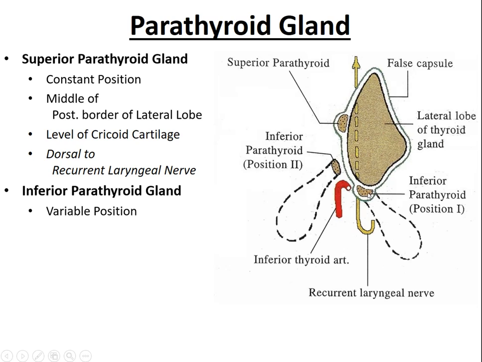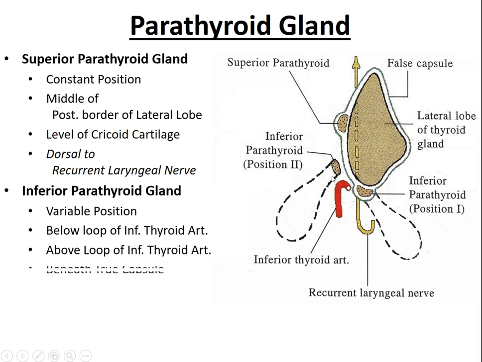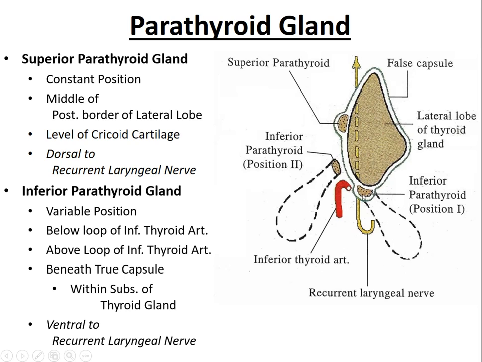While if you see the inferior parathyroid, it is variable in position. It may lie higher, it may lie lower. So it may lie below the loop of the inferior thyroid artery, or may lie above the loop of the inferior thyroid artery. Usually it lies beneath the true capsule, but sometimes it may lie within the substance of the thyroid gland. And remember, if it is in this position, it lies ventral to the recurrent laryngeal nerve.